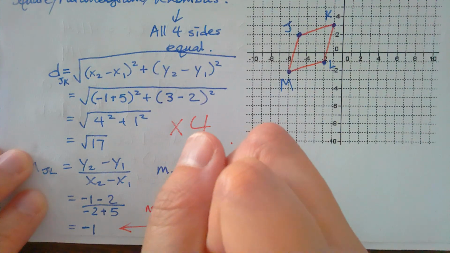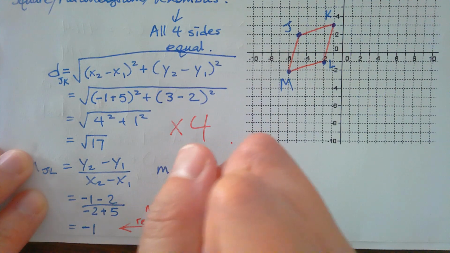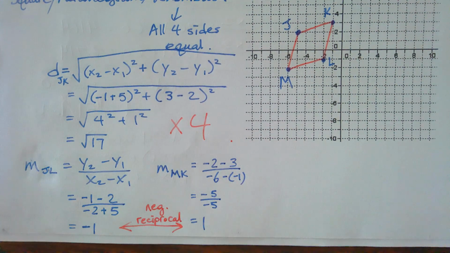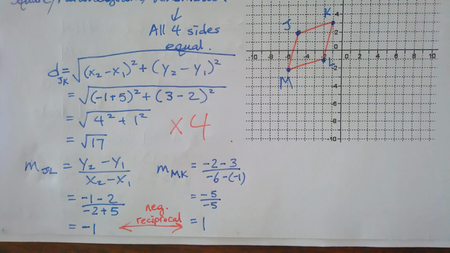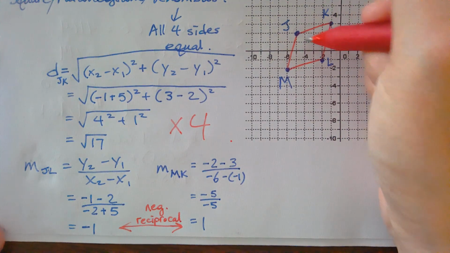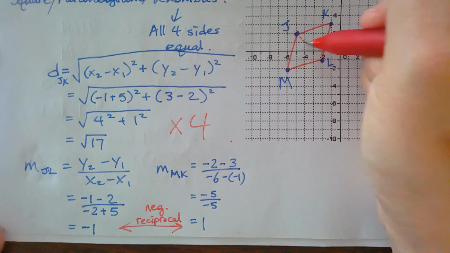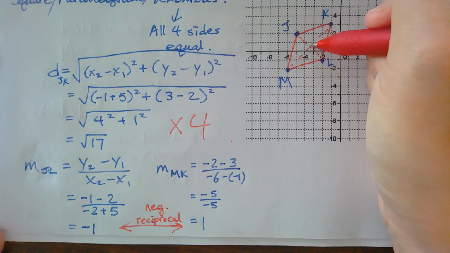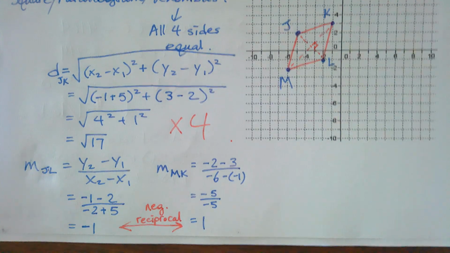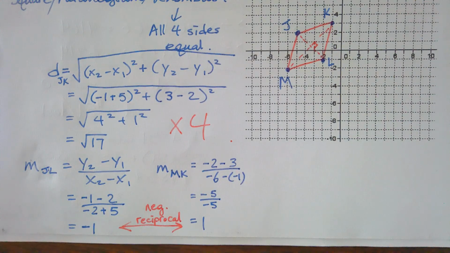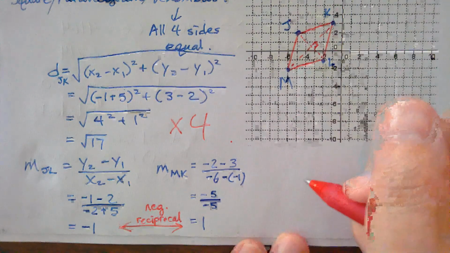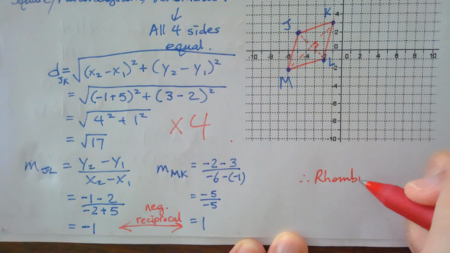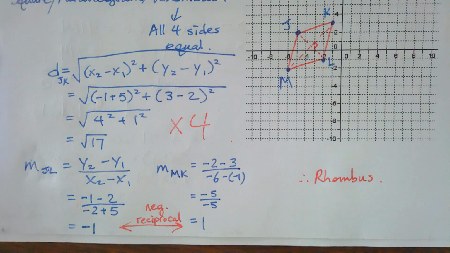Do you need to know that word? Yes. And if they are negative reciprocals, then this and this cross each other at a 90-degree angle. Okay? And this is actually enough to prove that this is a rhombus. So therefore, it's a rhombus. Do we need to do all 8 steps?